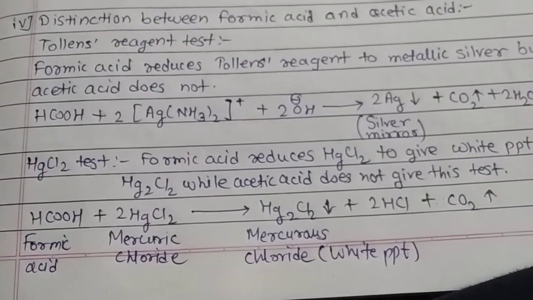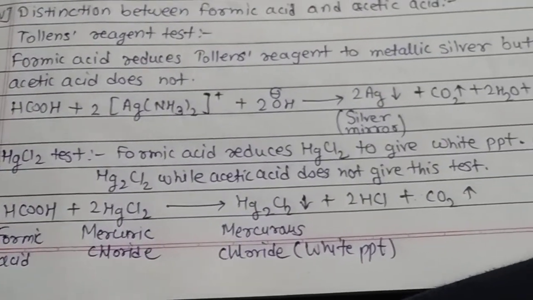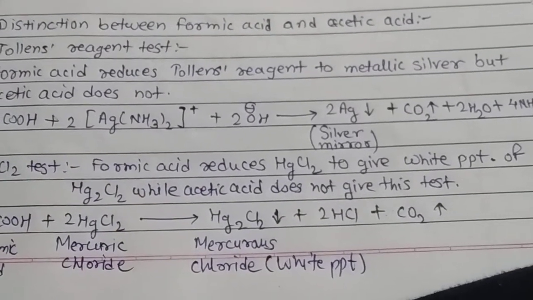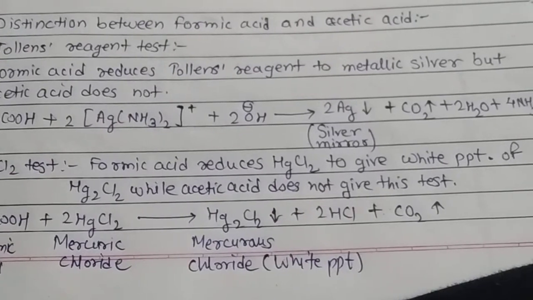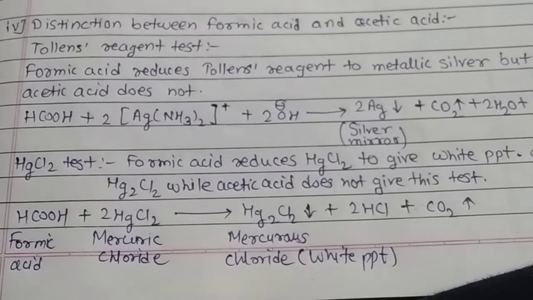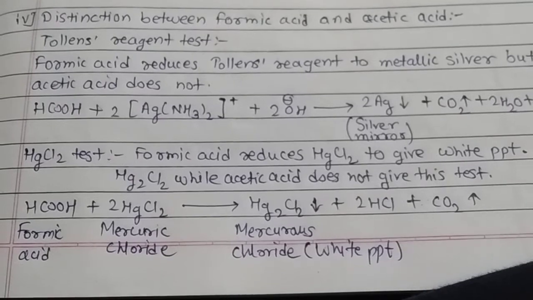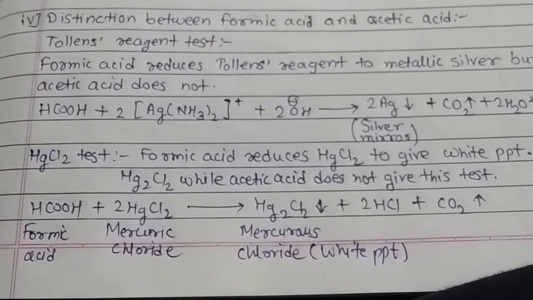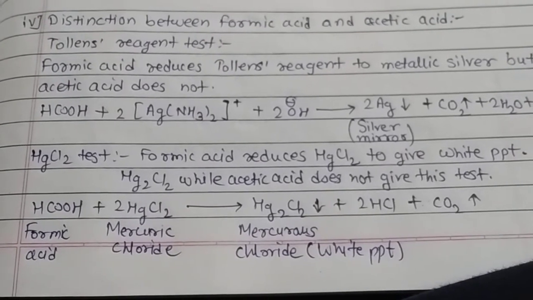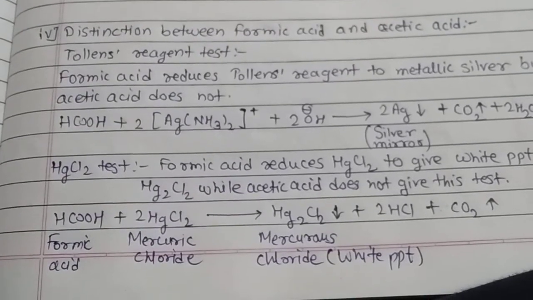A similar kind of test is the mercuric chloride test. Formic acid reduces mercuric chloride into mercurous chloride, which is a white colored precipitate. So formic acid reduces mercuric chloride to give a white precipitate of mercurous chloride, while acetic acid does not give this test. So formic acid plus HgCl2 gives Hg2Cl2, that is mercurous chloride, which is a white colored precipitate. HCl and CO2 are evolved. So from that we can distinguish between formic acid and acetic acid.